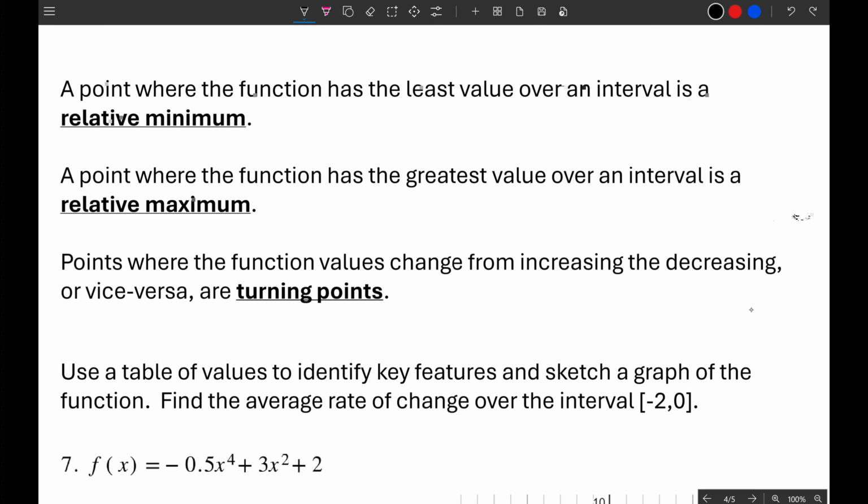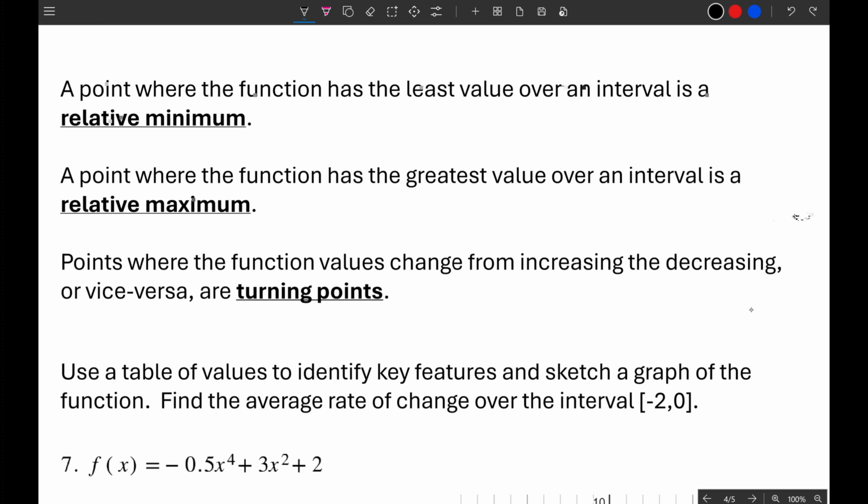Well, if I'm increasing and then I decrease, that means that somewhere in between, I have a maximum. And then if I go from decreasing to increasing, somewhere in between, I have a minimum. And then increasing to decreasing again means I have another maximum. So I should have two maximums and a minimum. And if you remember looking at the graph, we did have two high points and one low point. So let's talk about those turning points.